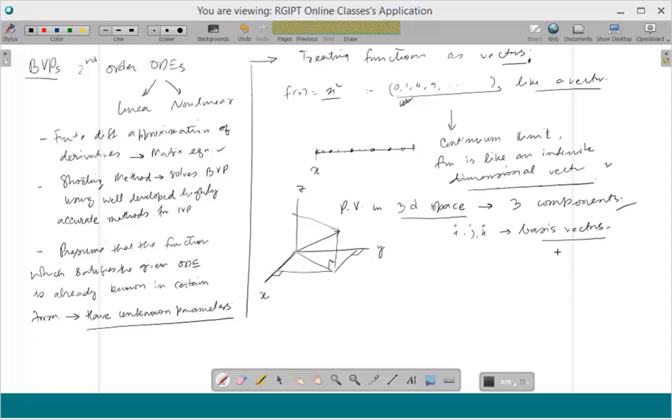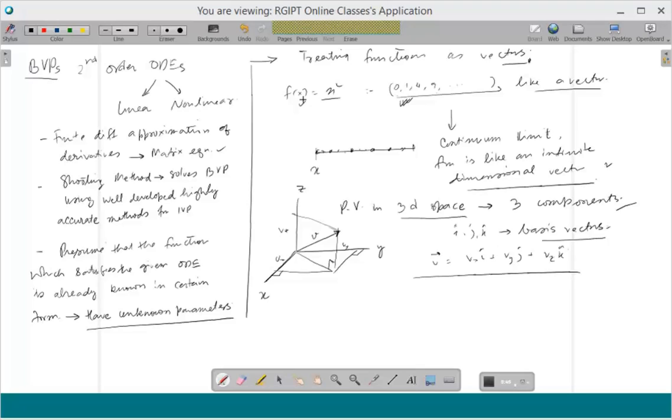Okay, so these are the unit vectors in terms of which you can write down any arbitrary vector. So this is the vector v, so this is vx and vy and vz. So v can be written as, we all know that, vx i cap plus vy j cap plus vz k cap. You all are aware of this. The same idea is actually applied to functions when treated as vectors.